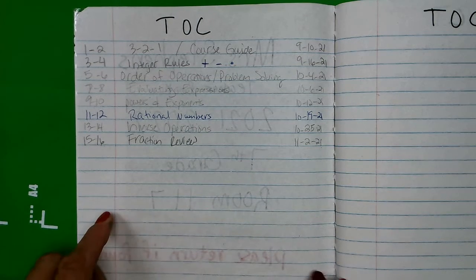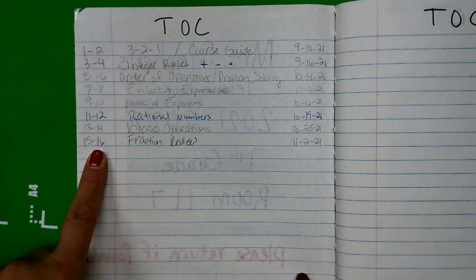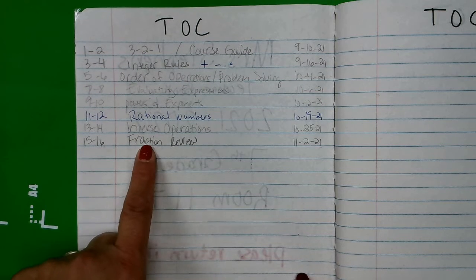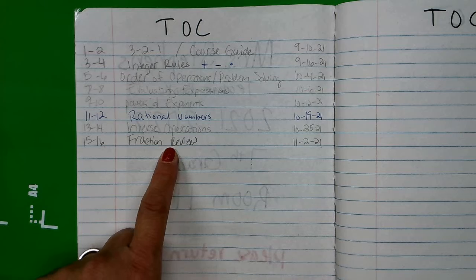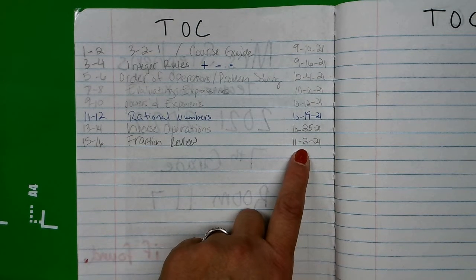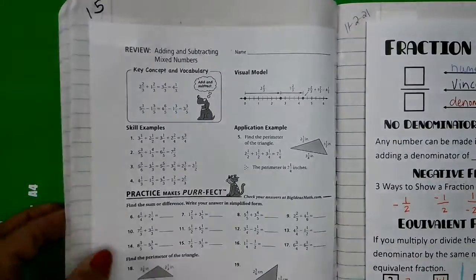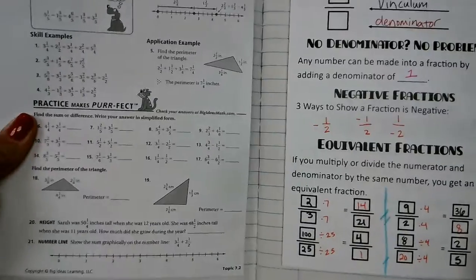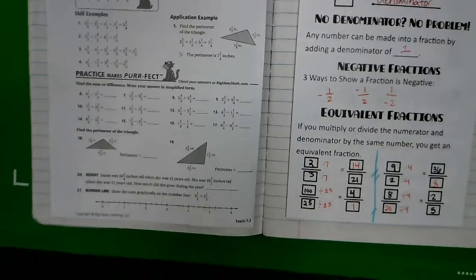So the first thing that you want to do is add your table of contents, 15 and 16. The title of these pages are a fraction review, and today's date is November 2nd, 2021. So I'm just going to jump right forward to page 15 and 16 and I'll zoom out a little bit.